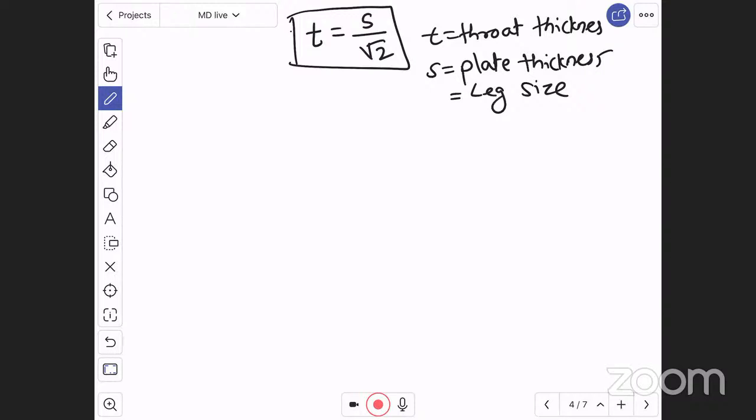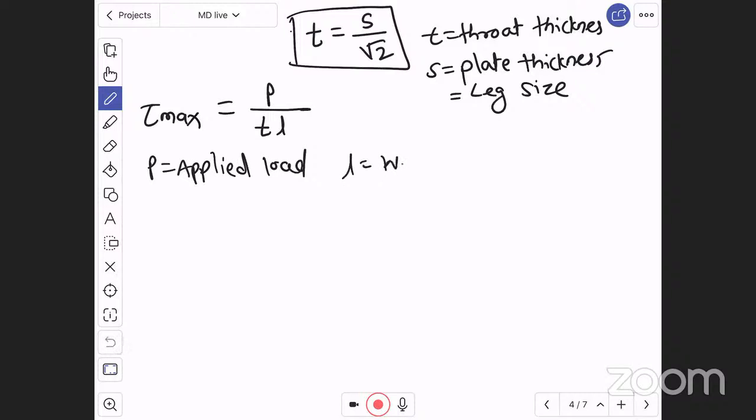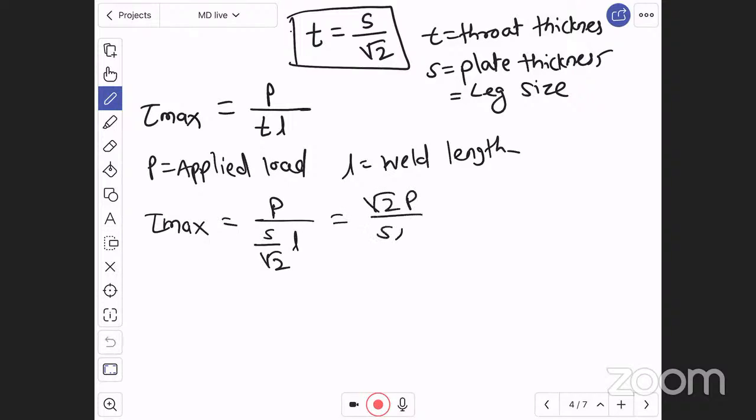Therefore the maximum shear stress in the component will be applied load divided by throat thickness into length of weld. Therefore, P is applied load. Here we can say P is applied load and L is weld length. Right. Therefore, we can write the maximum shear stress is equal to P divided by throat thickness, which is S by root 2 into L. Right. Therefore, it is equal to root 2 P divided by S L.